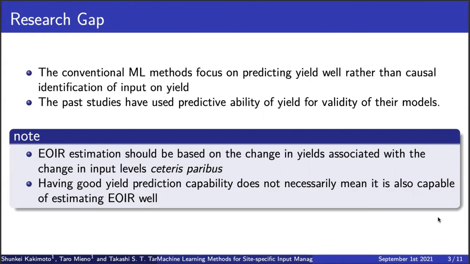However, EOIR recommendations should be based on the causal identification of the effect of input on yield rather than yield prediction. Having good yield prediction capability does not necessarily mean that it is also capable of estimating EOIR well, because they are two distinct objectives.